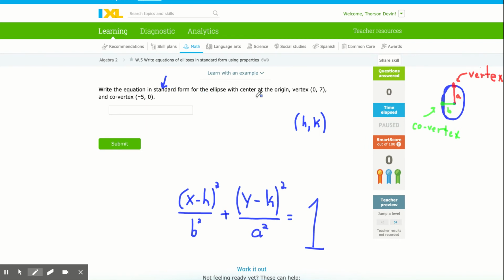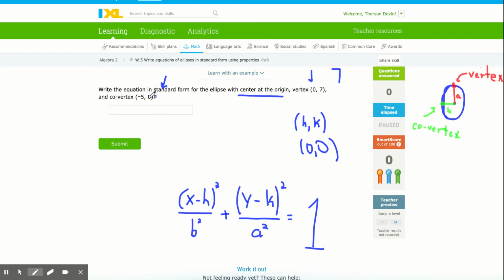Now I notice that this one is centered at the origin, which tells us the center is (0, 0). And then it tells us that a vertex is at (0, 7), which is above the center 7 units, which tells me my major axis length is 14. But remember, I want half the major axis, which is just 7. That's going to be my A value. And I put it underneath the y because it's vertical. It's up and down. It corresponds to the y.